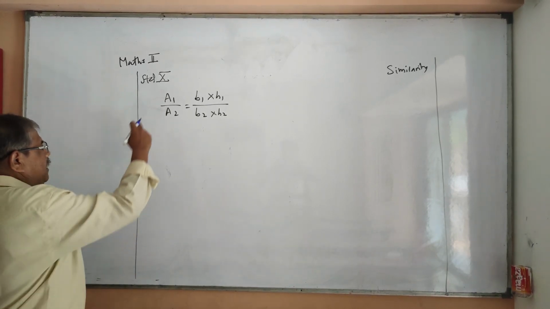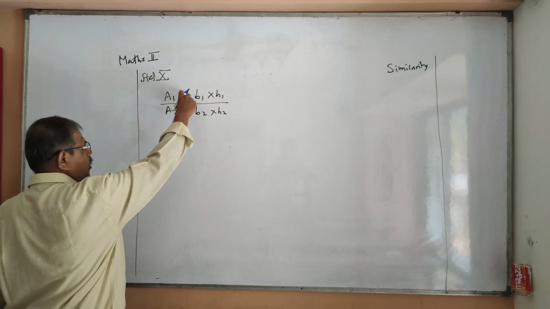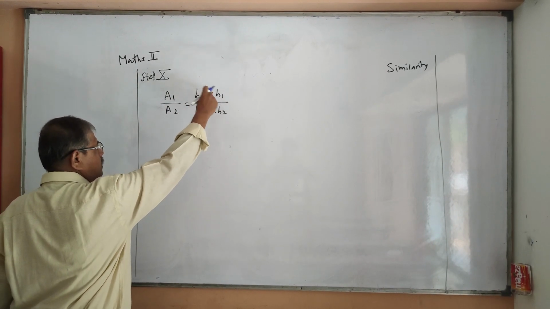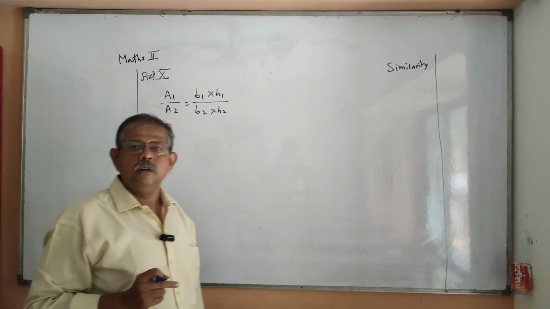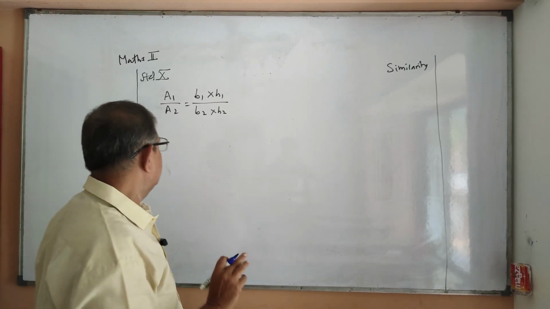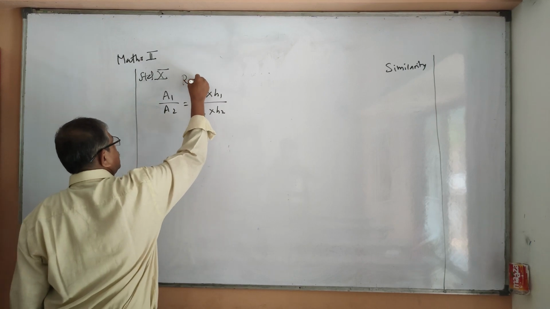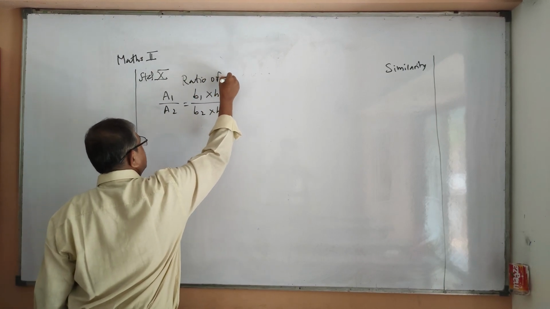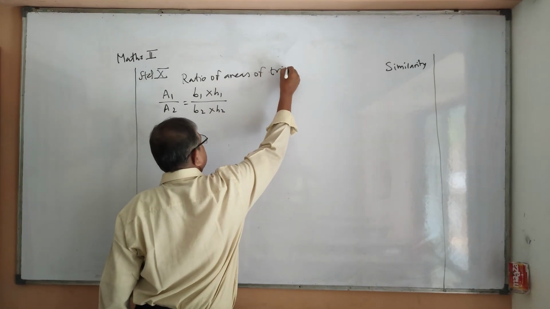And so the area of triangle 1 is to the area of triangle 2 is equal to the product of base and height of triangle 1 upon the product of base and height of triangle 2. This is the simple concept of ratio of areas of triangles. So what we learn is the ratio of areas of triangles.